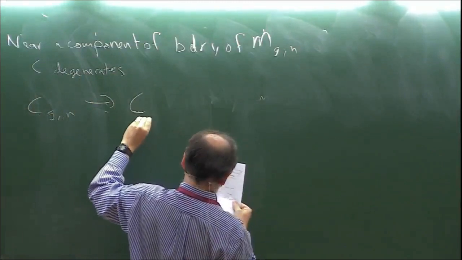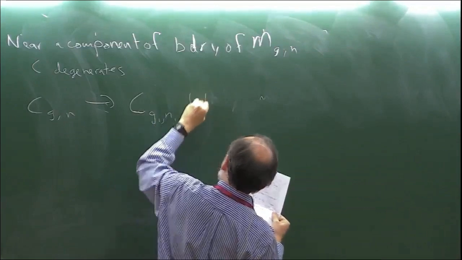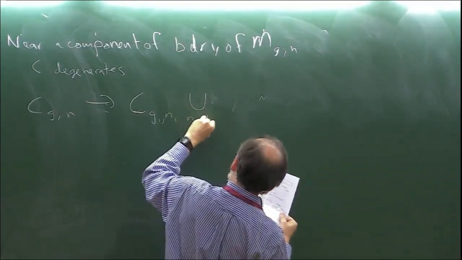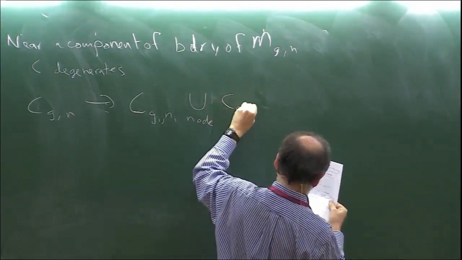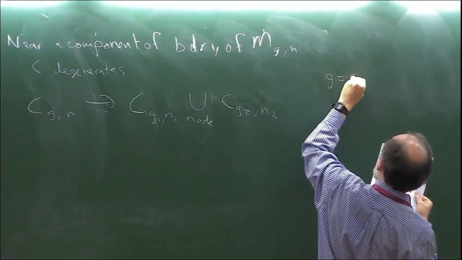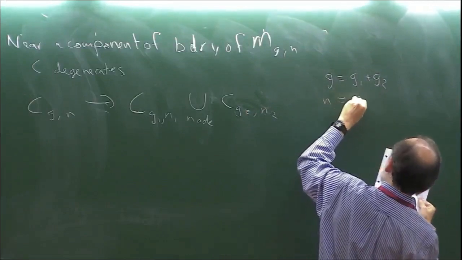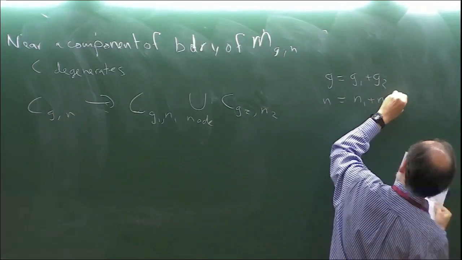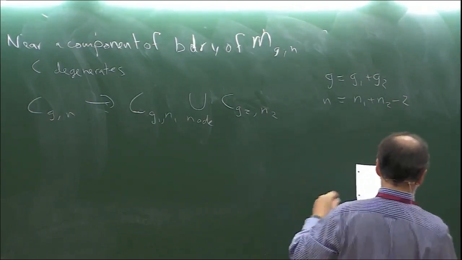Let's say it's a separating pinch just for ease of exposition. So the curve separates into two pieces joined at the node, where the original genus is G1 plus G2, and the original number of punctures is N1 plus N2 minus 2, because we've got these additional punctures associated to the node where I glue things together.